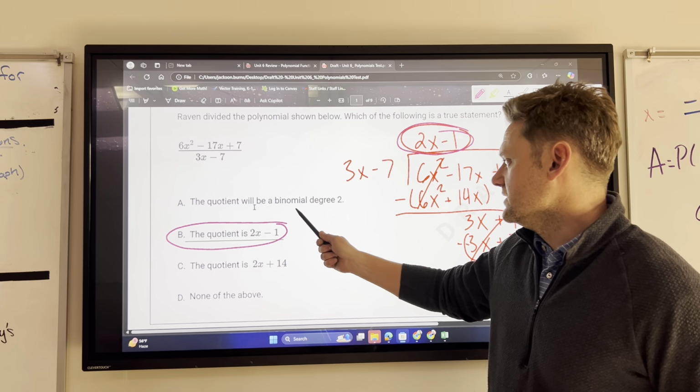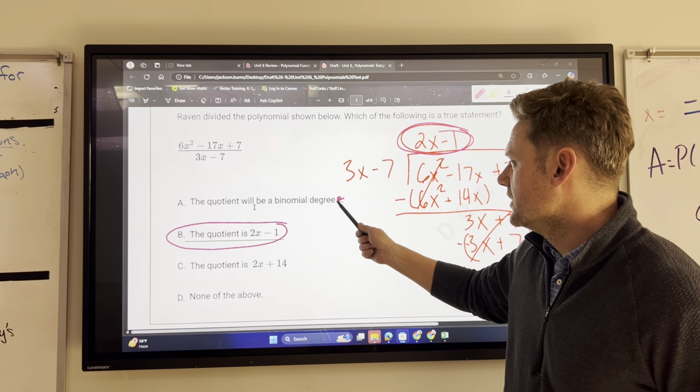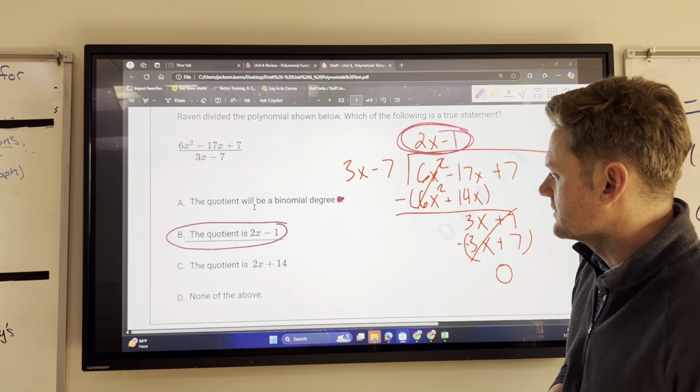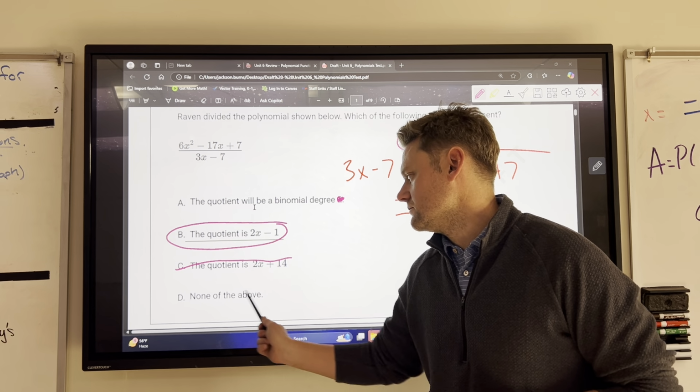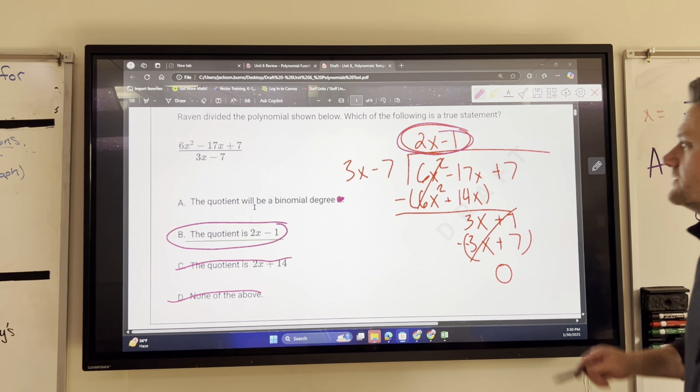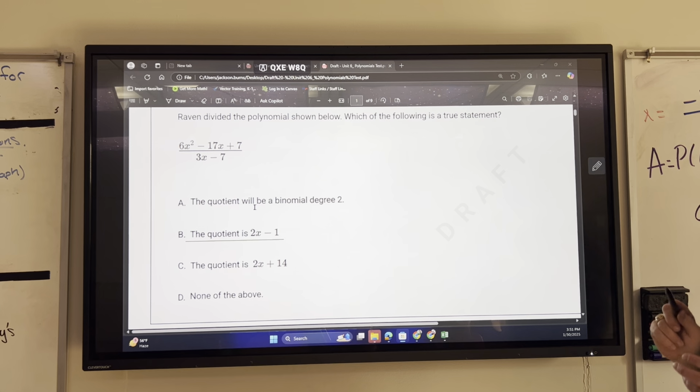The quotient will be a binomial degree 2? No, degree 2 means quadratic, right? No, wrong quotient, none of the above, that's off, right? So that's number 1. Did everybody get that?